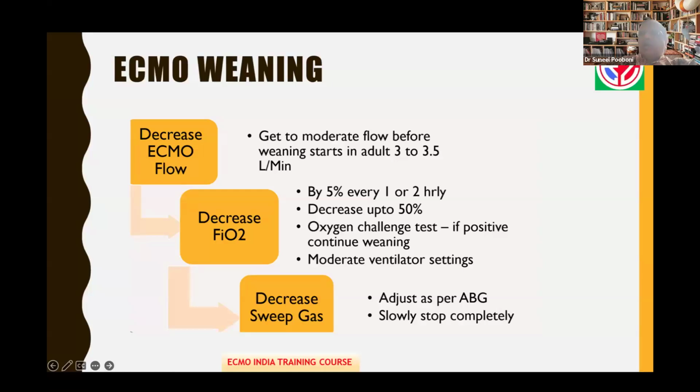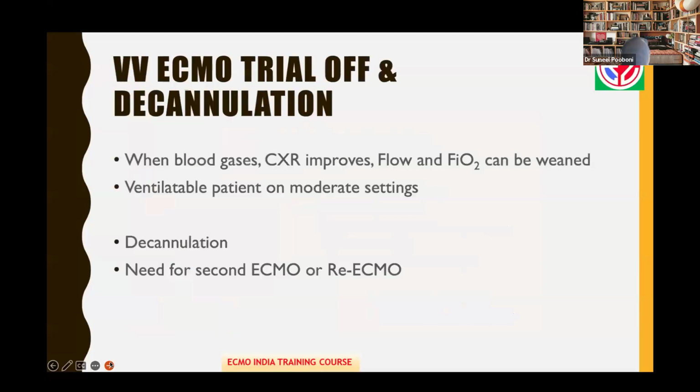In veno-arterial ECMO, you can adjust by reducing flow. In venous ECMO, by reducing as per the sweep gas, venous support. Veno ECMO trial off and decannulation: when the blood gases are better and the chest X-ray has improved, flow and FiO2 can be weaned further. If the patient is ventilatable on moderate ventilator settings, then that is the right time to think about it.